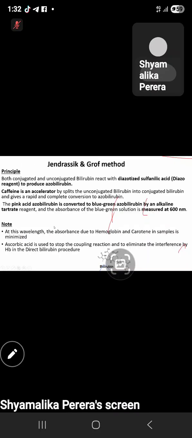So it's a coupling reaction. The Jendrassik-Grof method we are using to detect total bilirubin. Total bilirubin means there is a part of conjugated bilirubin as well as unconjugated bilirubin. The first thing you need to do is convert the unconjugated into conjugated by using caffeine. It's an accelerator. Then only this conjugated bilirubin reacts with diazotized sulfanilic acid, the diazo reagent, to produce azobilirubin.